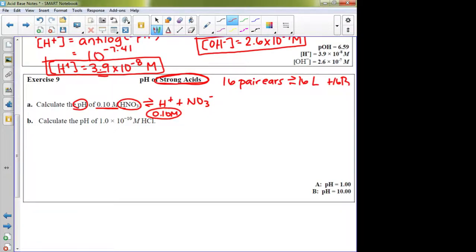So if I know my concentration of hydrogen, can I find my pH? Yes. What equation am I using? pH is equal to the negative log of the concentration of H+. So then I just fill it in. This is equal to the opposite of the log of 0.10. So my pH here would be 1.00.